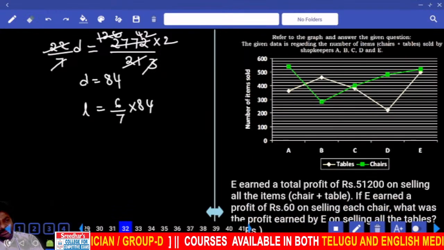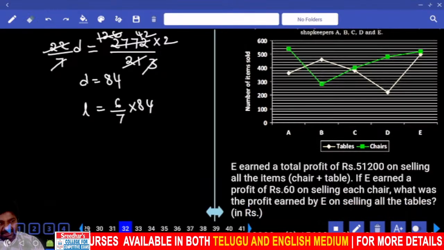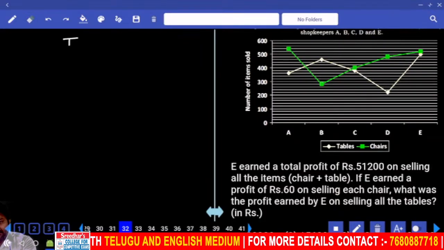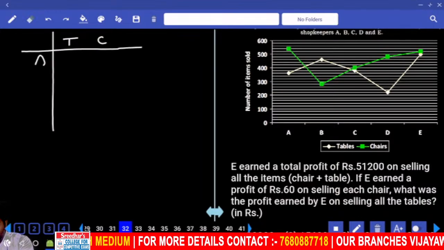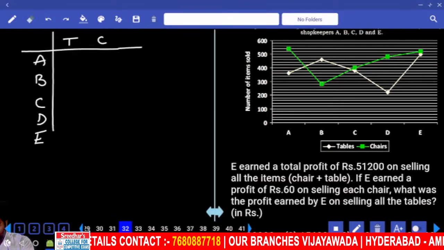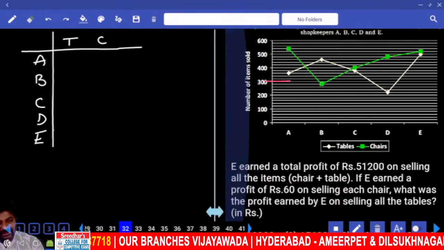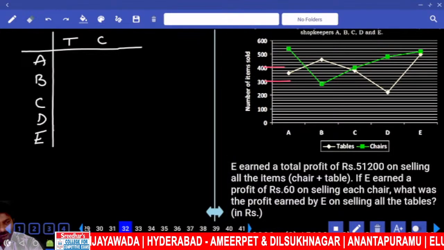The given data is regarding the number of items sold by shopkeepers A, B, C, D, E, tables and then chairs. Because numbers are not mentioned there, let us prepare a table for A, B, C, D, E. Tables, white color, diamond in shape, 300, 400. Between we have 5 lines, so each line is 20.